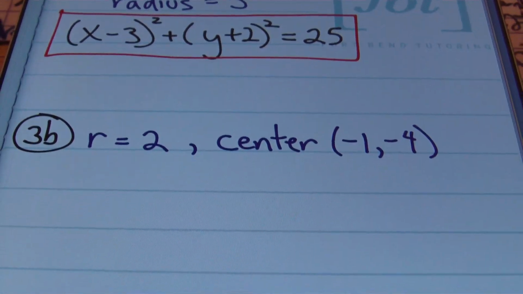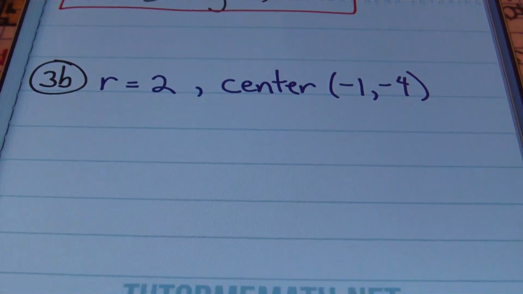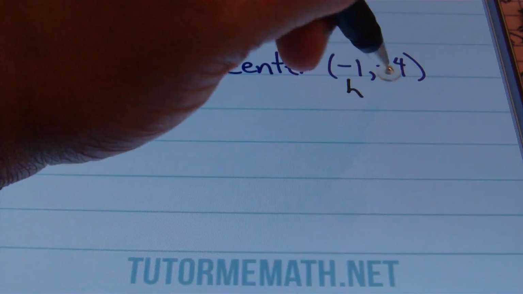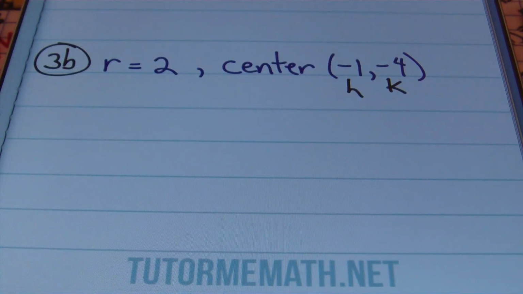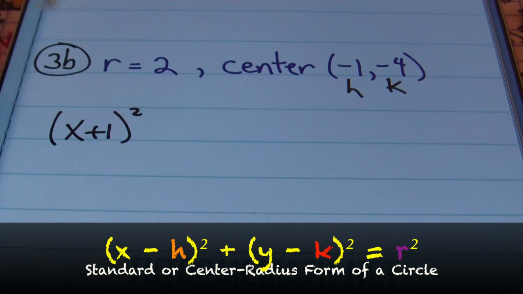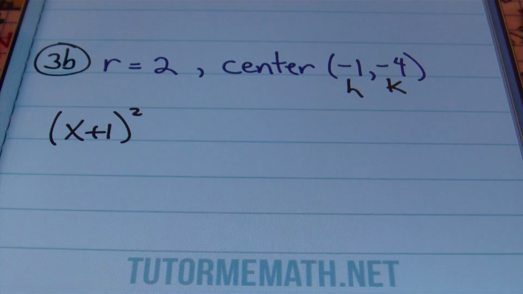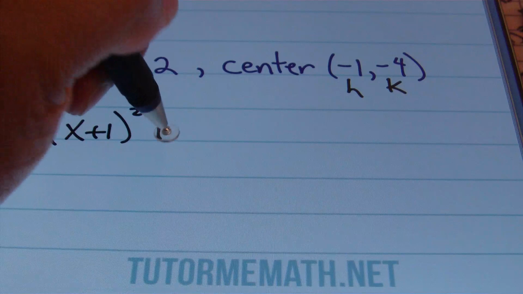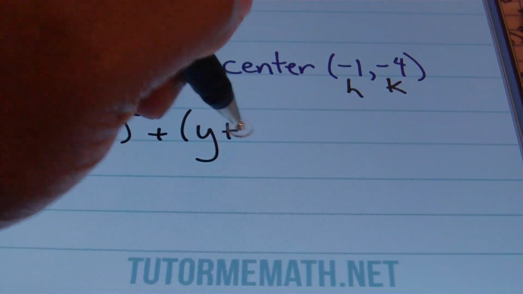In problem 3b, we have the following. All right, we have a radius that equals 2 and a center that's (-1, -4). I'm going to go ahead and begin by labeling my h and my k value. All right, and writing this answer in center radius form, I'm going to show that I have in my first set of parentheses (x + 1)². How did I end up with this value? I needed the opposite of my h value, which is negative 1, and the opposite of negative 1 is positive 1. Then I'll have (y + 4)².